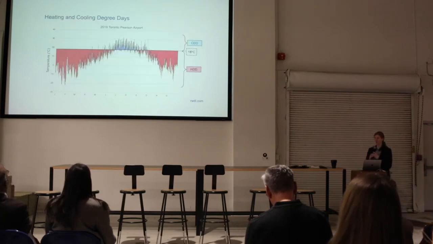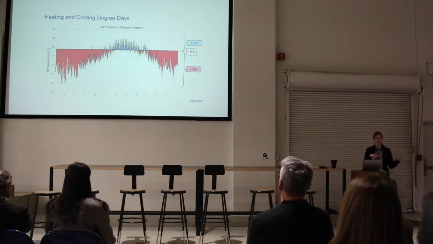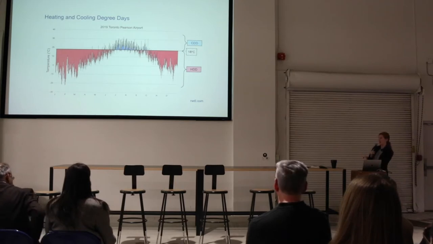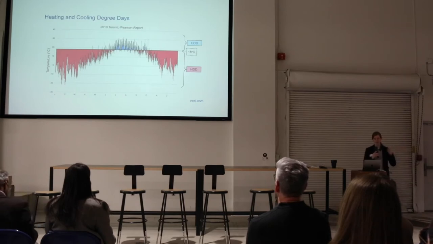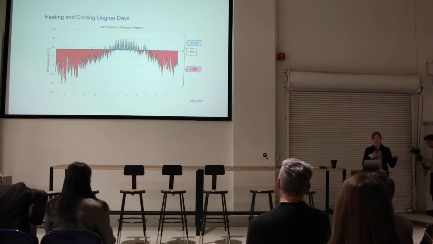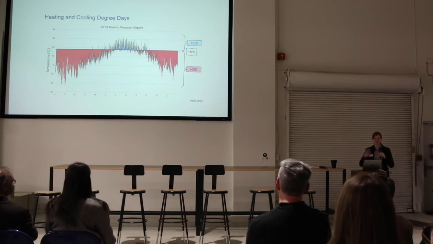So the first concept to understand is that of heating and cooling degree days. This is a concept that engineers use to understand how hot or cold a location is. And in summary, it's basically the amount of thermal energy, either heating or cooling, you would need to maintain a stable and neutral temperature. So in this case, we're trying to maintain 18 degrees Celsius. And if you add up all of the red area in this graph, that's your heating degree days for the year. If you add up all the blue, that's the cooling degree days. So at a really high level, if there's a location with a lot of heating degree days, it's cold. If there's a lot of cooling degree days, it's hot. And that's really all you need to know.